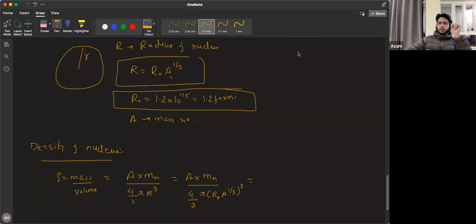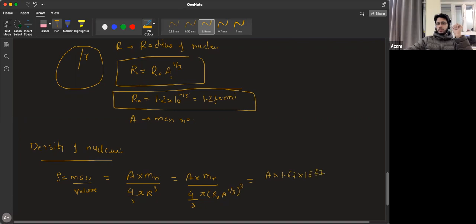Now, let's substitute the value of mass of nucleus. If we want to calculate this density in SI unit, then the mass of neutron is 1.67 into 10 raised to the power minus 27 kg. This is the mass of neutron, and A into the mass of neutron is the mass of nucleus.